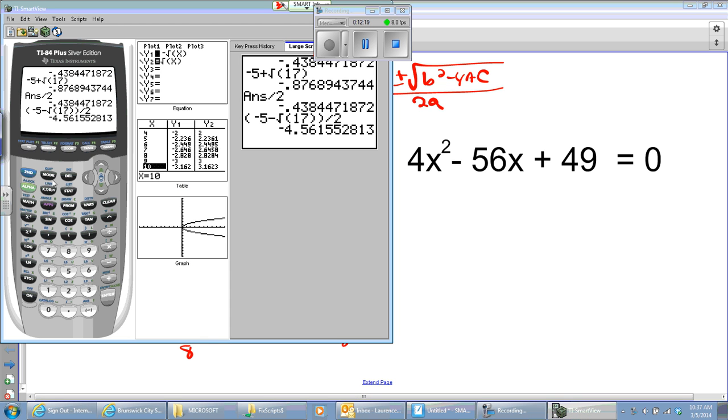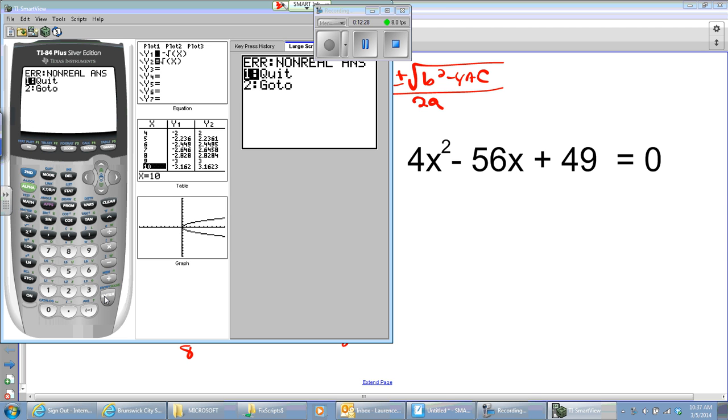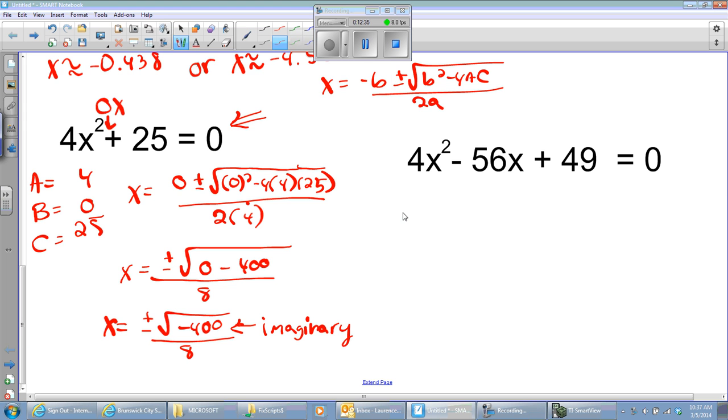So if I do the square root of negative 400, I get a non-real answer. Yeah, it's an imaginary number. So in this case, this problem has no solution. Now, what that really means is that when I go to graph it, which we're not doing yet, this will not touch the x-axis. Remember that these solutions are the places where the graph will cross the x-axis.